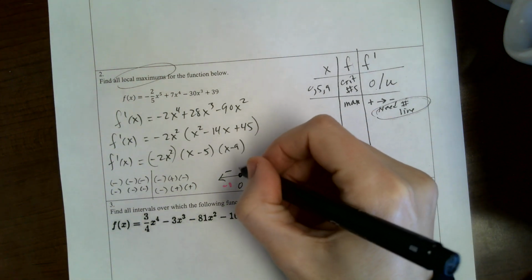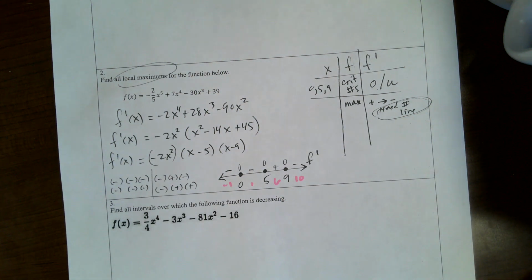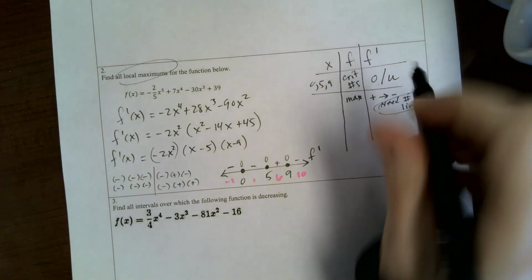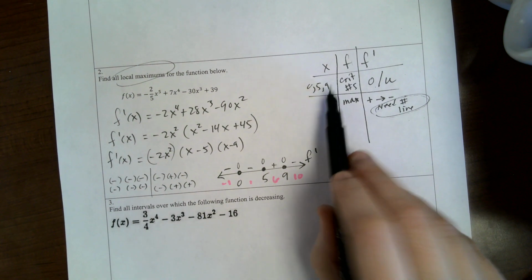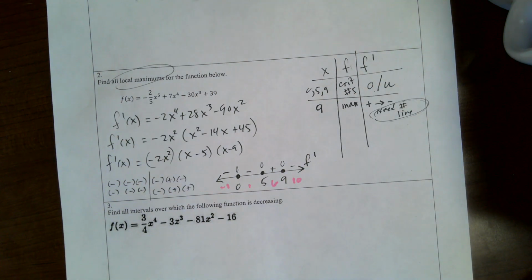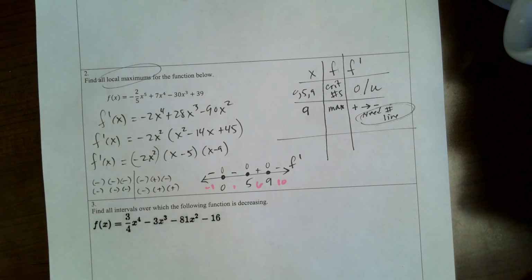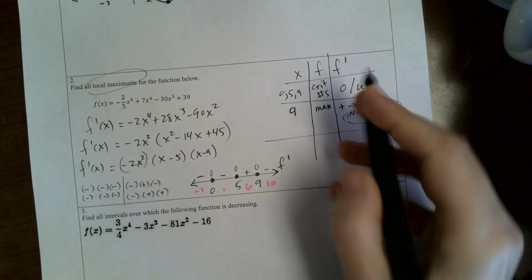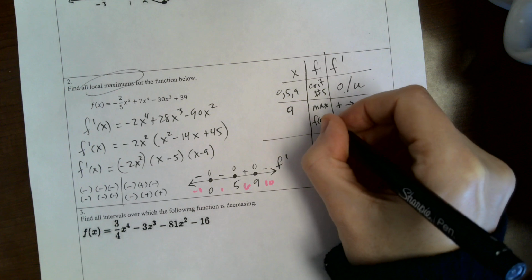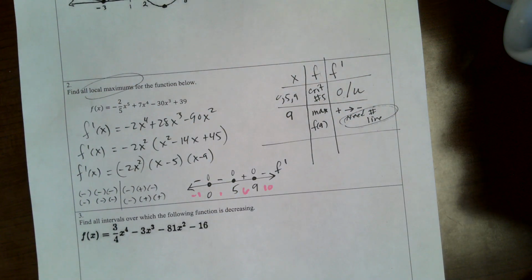Oh, and by the way, guys, I should have put zeros above those because f prime is 0 at those values. Okay, so out of all 3 of these critical numbers, 9 is the one at which f will have a max. Now, guys, the answer is not 9. If they asked at which value does f have a maximum, then it would be 9. But if they're asking for the max, they want the y value. So I'm going to take 9 and go f of 9, and that's going to give me my max.